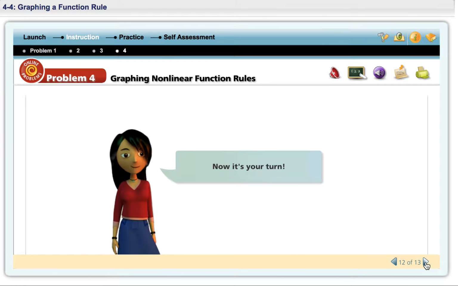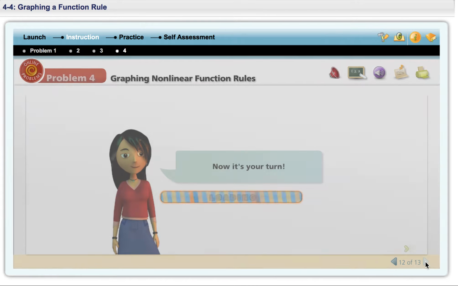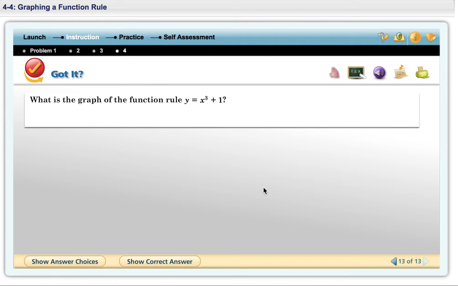Now it's your turn. Let's take a look at what they give us for our turn one here. In this case, we're doing y equals x cubed plus 3. It's going to look a little bit different. It's not going to be rounded like a parabola. It's not going to be a V like an absolute value. It's not going to be straight like a linear one. So I'm not going to show you the possible answers yet.